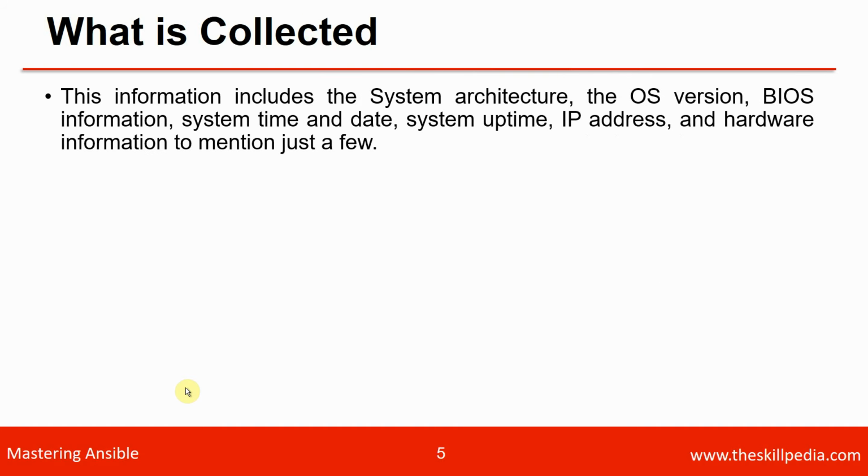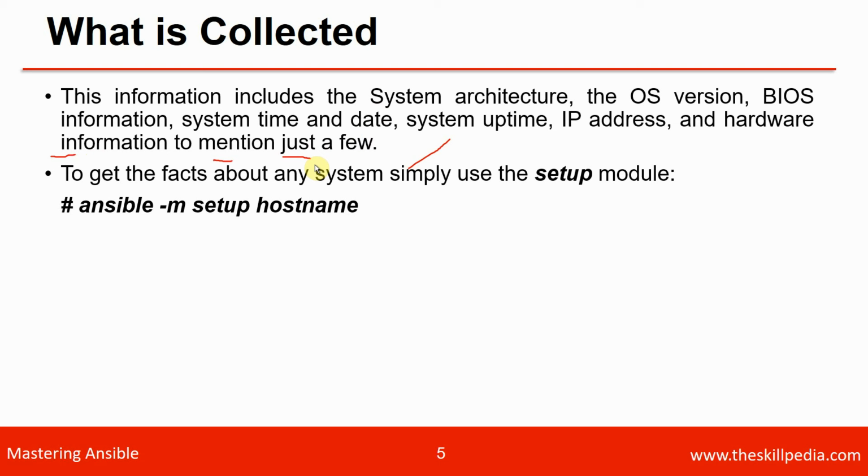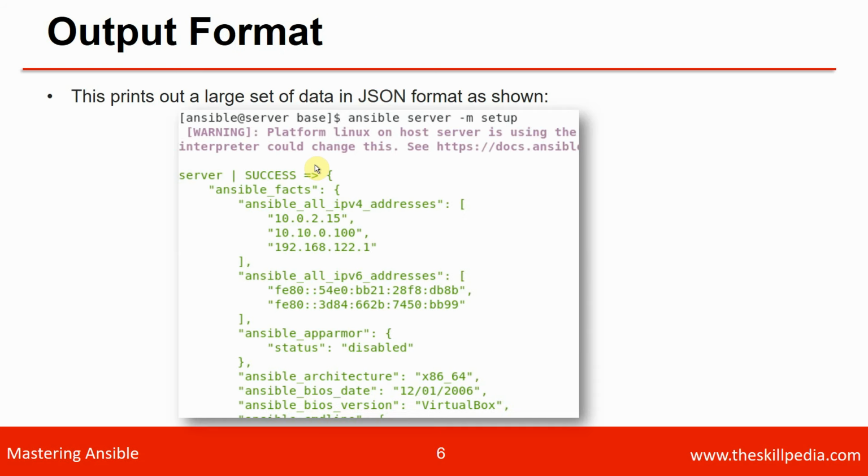What is collected from the remote machines? This information includes the Ansible architecture, operating system version, BIOS information, date and time, uptime, IP address, hardware information, to mention just a few. It is actually a huge set of information. To get facts about any system, simply use the setup module. ansible -m setup hostname. We learned that in one of our previous sessions where I discussed and demonstrated ad hoc commands. ansible -m setup with the machine name tester1. So this means we are collecting the facts from tester1.